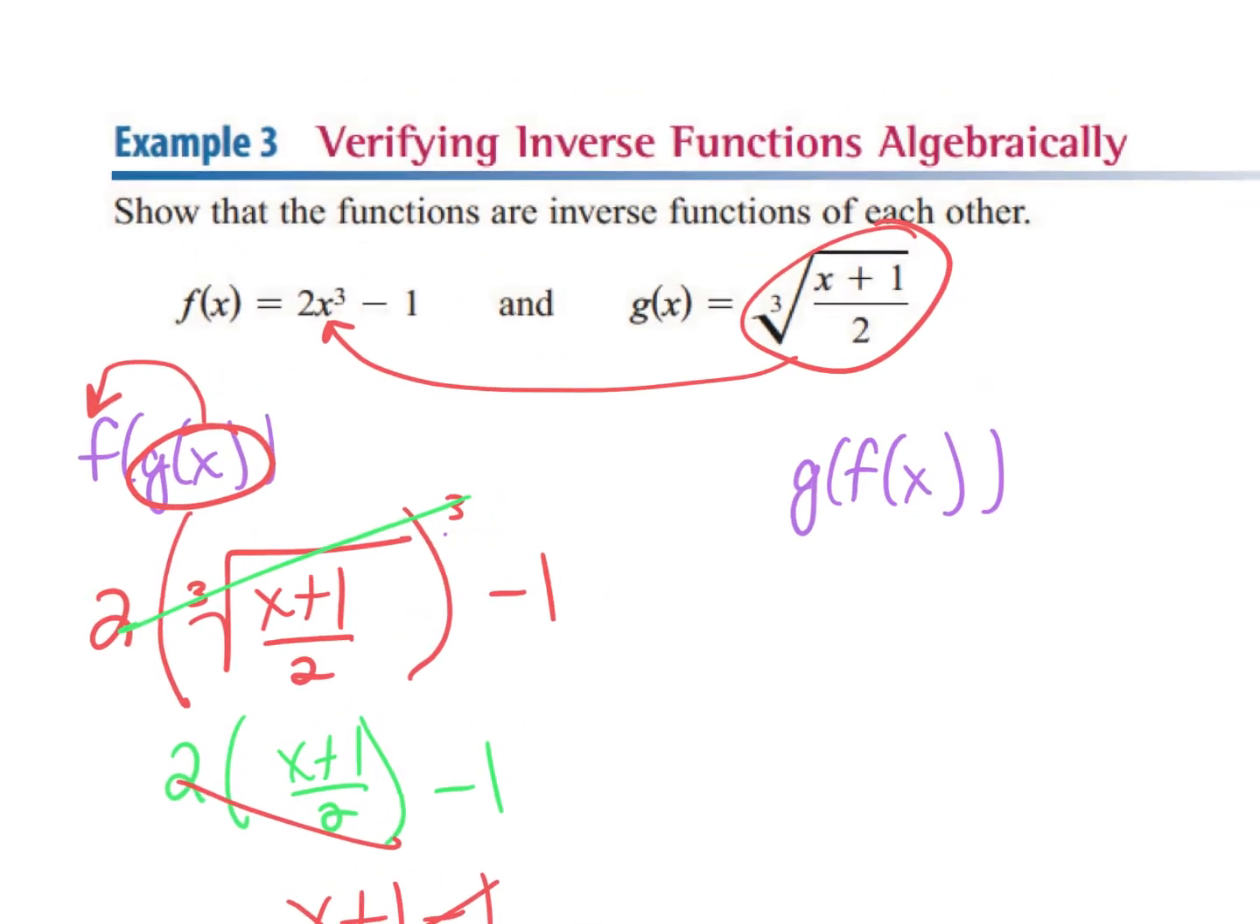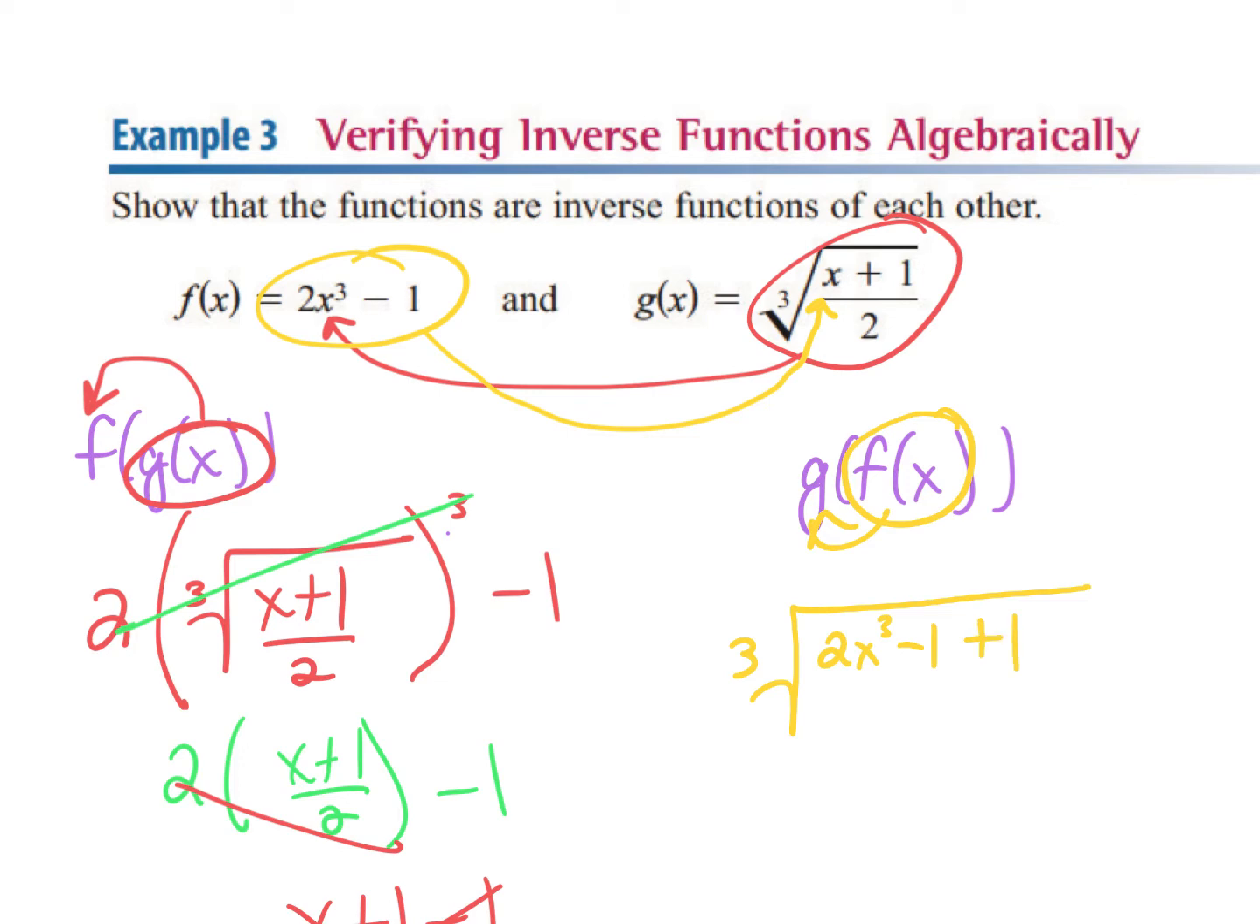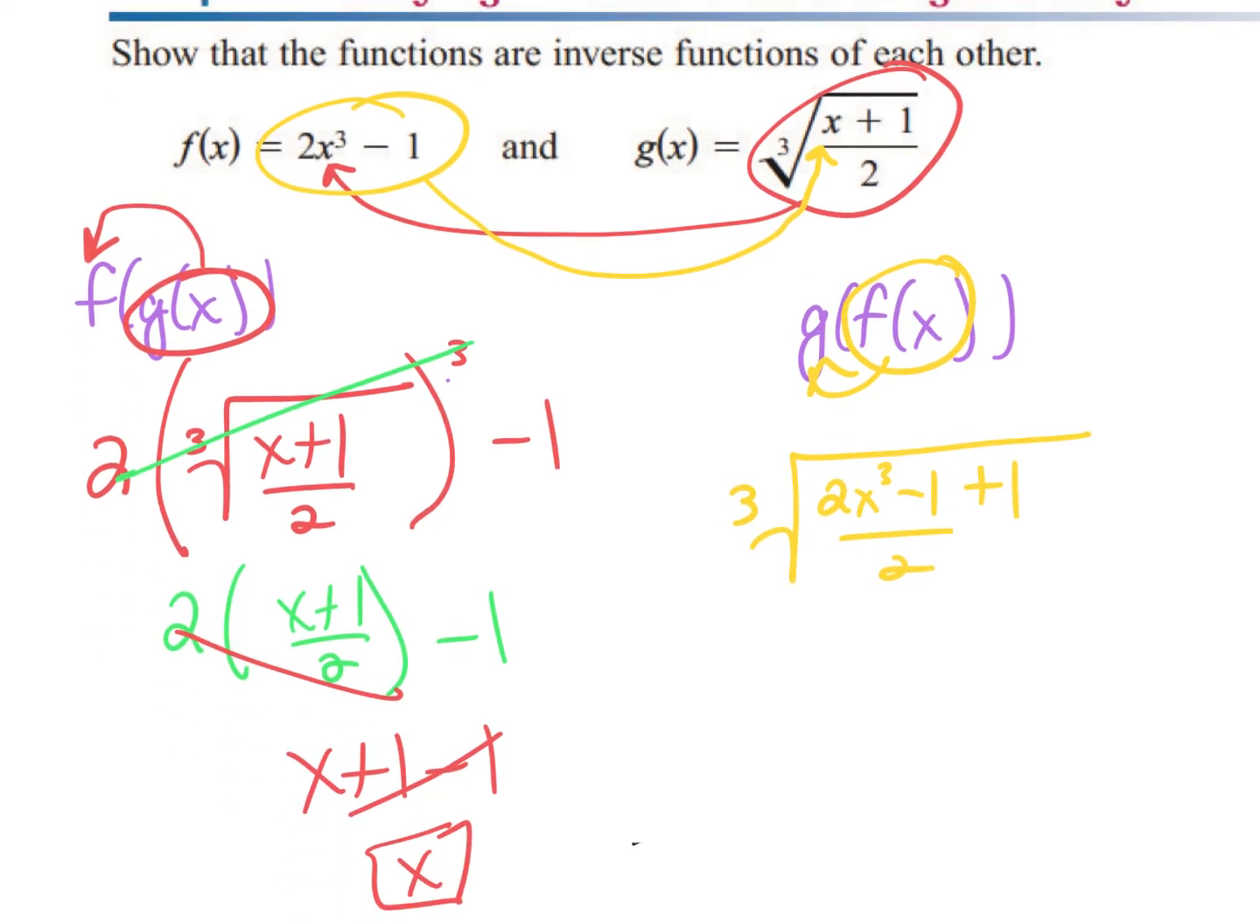Now we're going to do the exact same thing, but opposite. We're going to take f and plug it into g. So I'm going to take the f and plug it into the g. Everybody with me? So I have the cube root of, instead of x, I'm going to write 2x cubed minus 1, and then finish the function, plus 1, divided by 2. So simplify, ladies and gents, from the inside out. What can I simplify? The negative 1 plus 1. Perfect. So I simplify from the inside out. Keep telling yourself that.